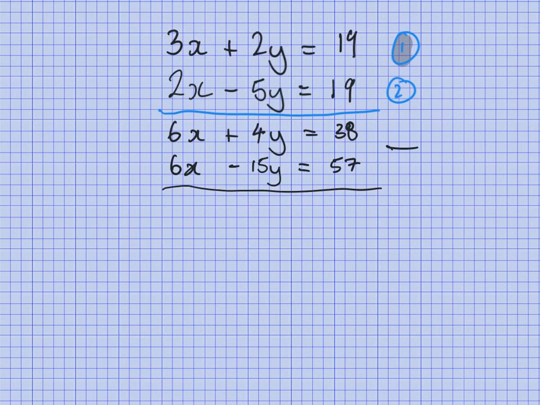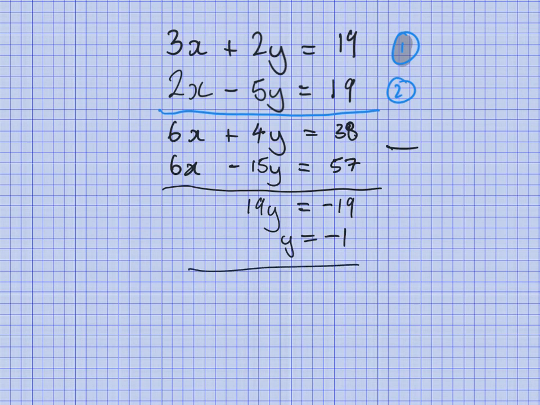Okay, that's one way of looking at it. Now we need to do 4y minus minus 15y. Remember that minus and minus gives you a plus, sort of thing. You're changing the direction on the number line. 38 minus 57 gives me minus 19. Divide both sides by 19, I get y equals minus 1. We said ages ago that negative numbers and fractions are completely allowed, so that comes up here.